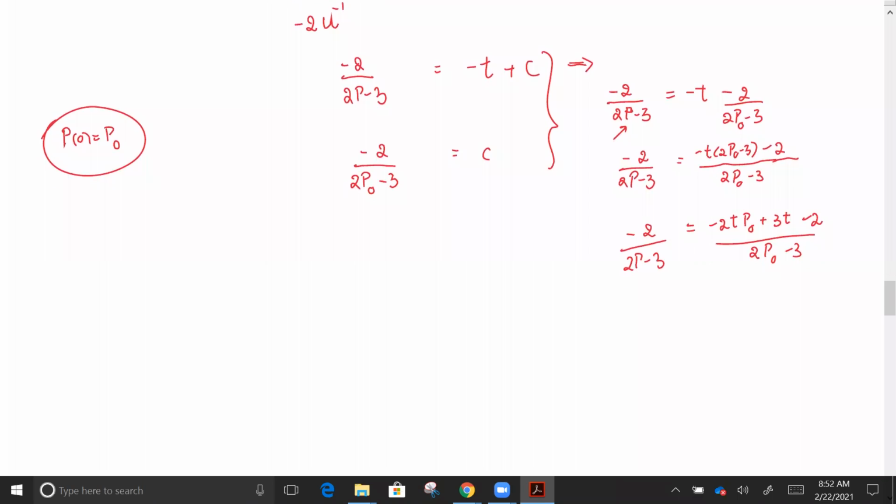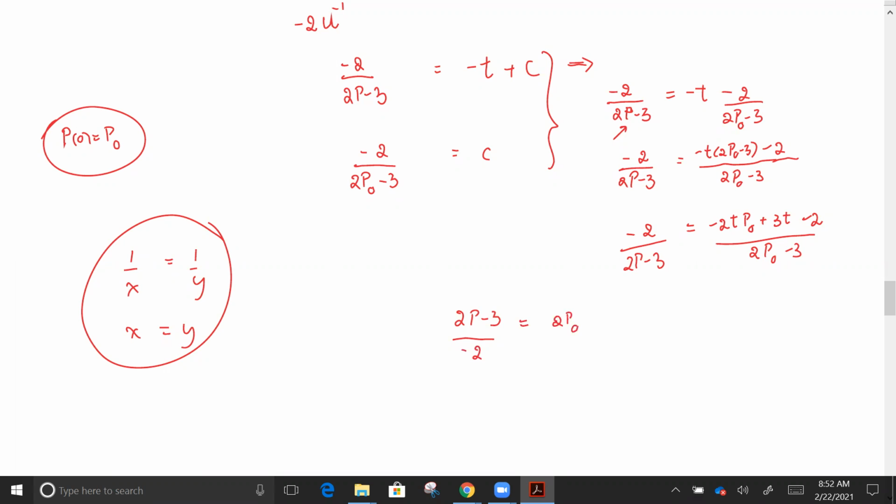So next, we're gonna do the flip. Like 1 over x equals 1 over y, so that means x equals y. So with this technique, therefore we have (2P minus 3) divided by negative 2 equals (2P0 minus 3) divided by negative 2tP0 plus 3t minus 2.